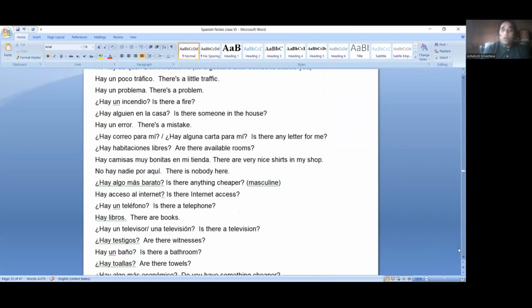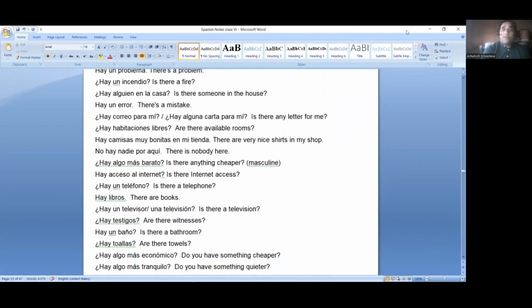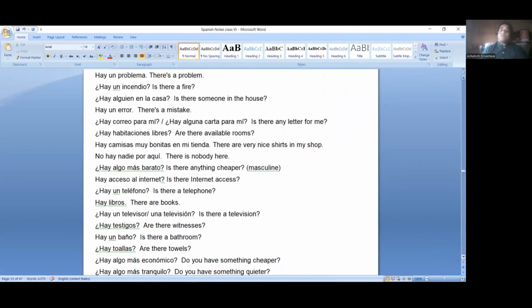There is a problem. Hay un problema. I hope you remember very well that nouns which end with a are generally feminine. How come I have used un? It's a feminine noun, I should have used una, but problema is not feminine but masculine. It's an exception.